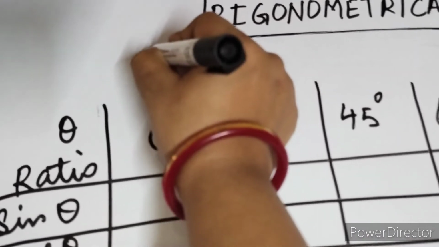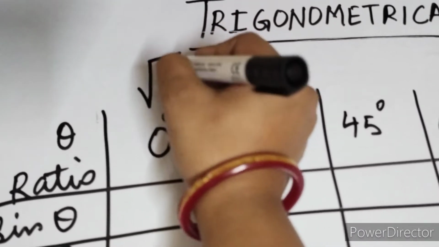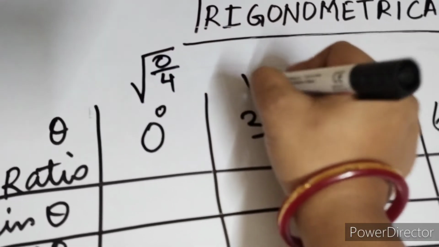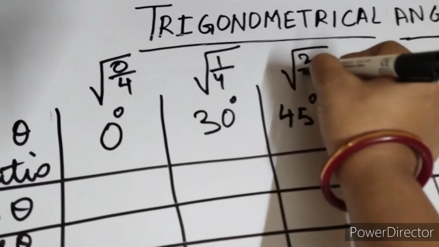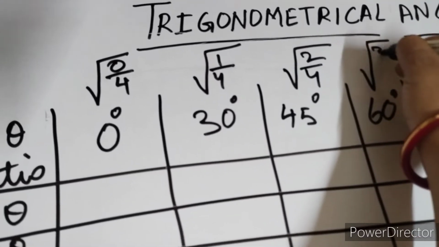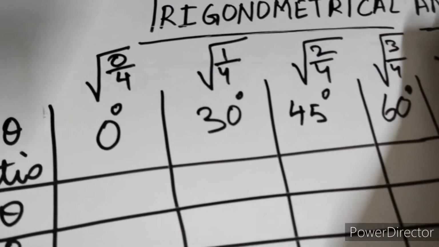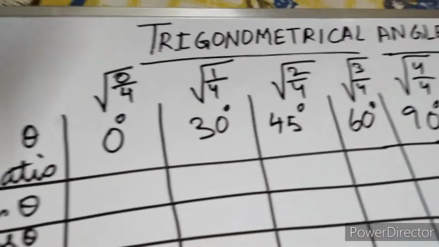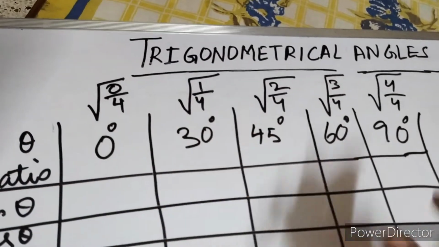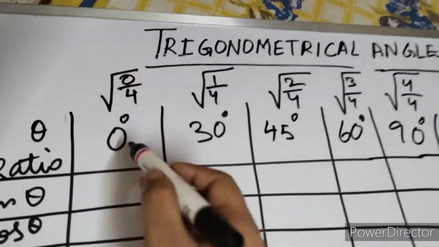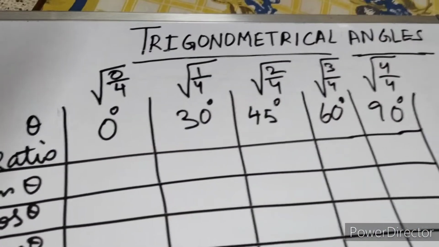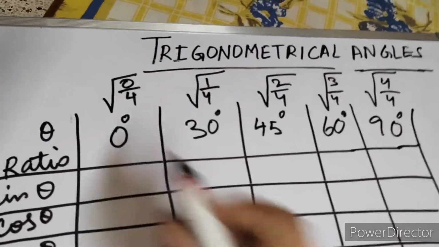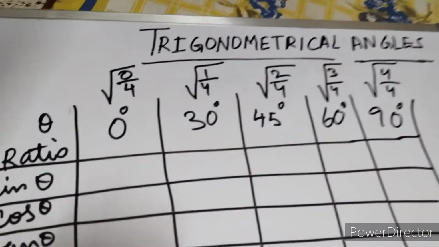So for finding out sine theta's value, we will do one thing: root of 0 by 4, root of 1 by 4, root of 2 by 4, root of 3 by 4 and root of 4 by 4. What I did was nothing but, in the square root, I wrote 0 by 4, 1 by 4, 2 by 4, 3 by 4 and 4 by 4 sequentially, from 0 to 4 divided by 4, and took their square roots.